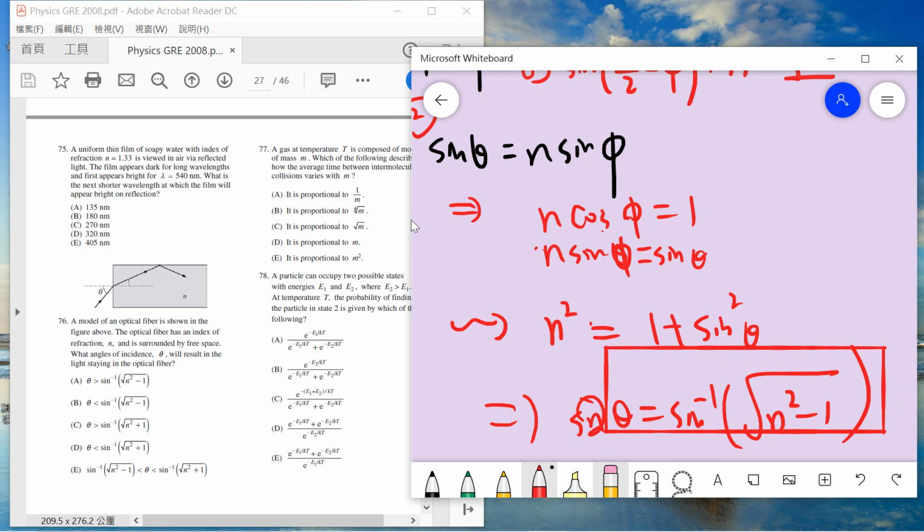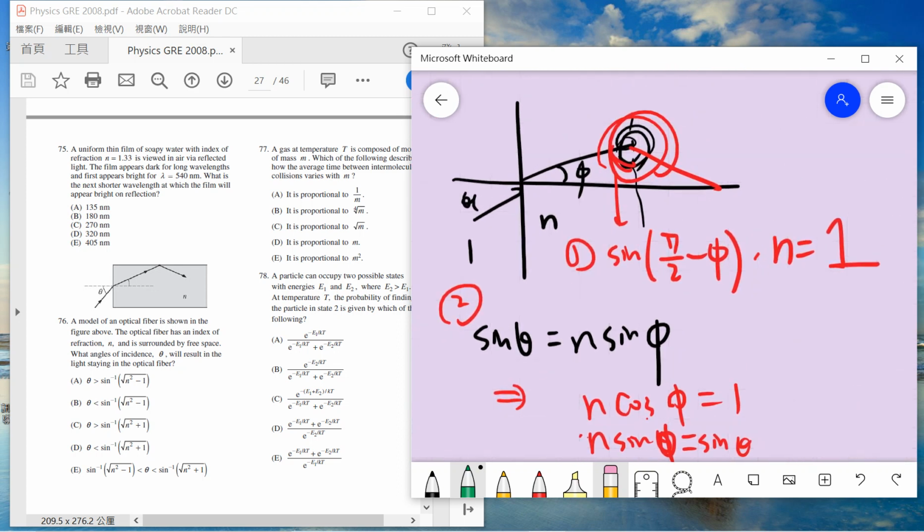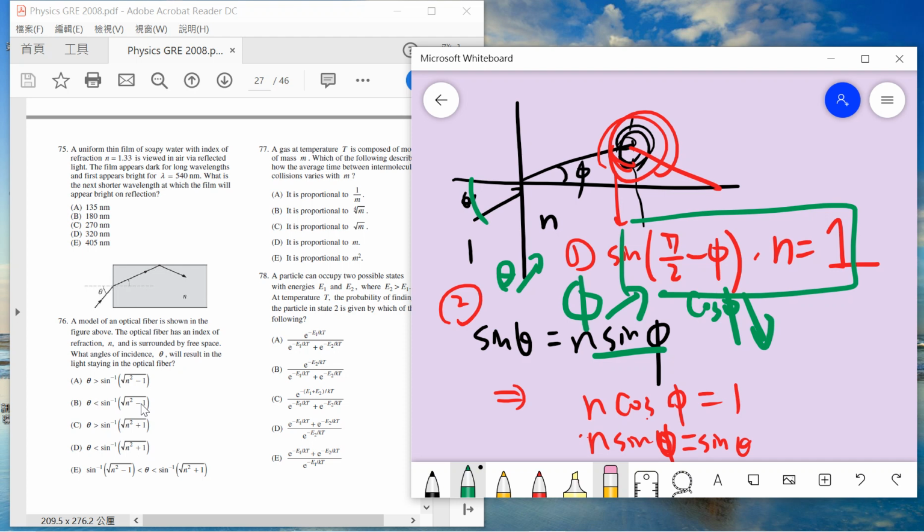Okay, so this is the equation we have. So the answer is A or B. Unfortunately, we need to find which one is correct. So remember that when theta increases, phi will increase, but when phi increases, cosine phi will decrease. So this condition cannot be maintained. So theta should be smaller than this angle. So the answer is B.